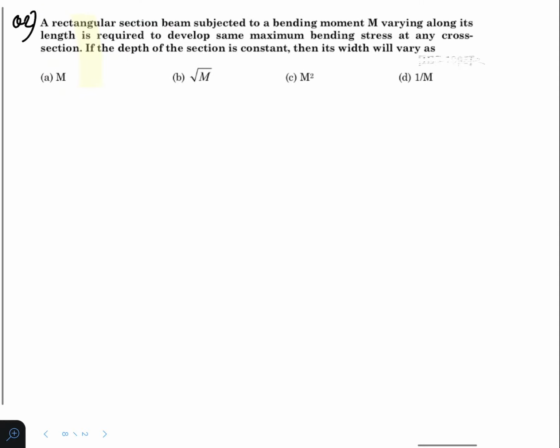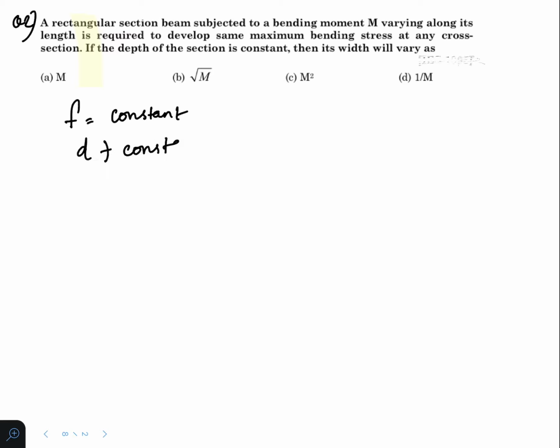Now the next question. A rectangular section beam subjected to bending moment M varies along its length. So along the length the moment is varying, and it is required to develop the same bending stress at any cross section. So bending stress F is a constant. If the depth of the section is constant, so depth is also a constant, its width will vary as well.